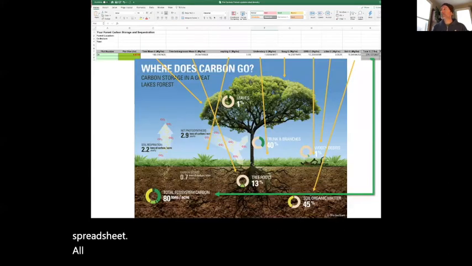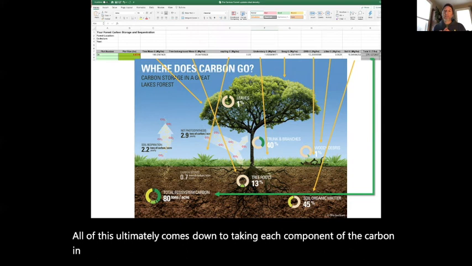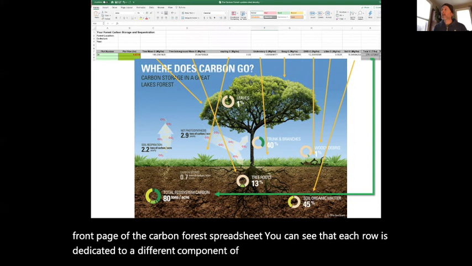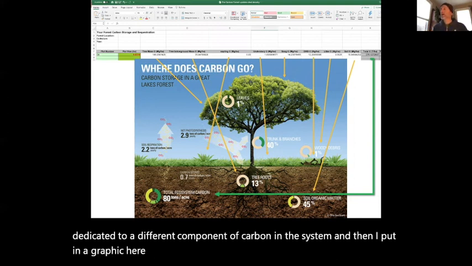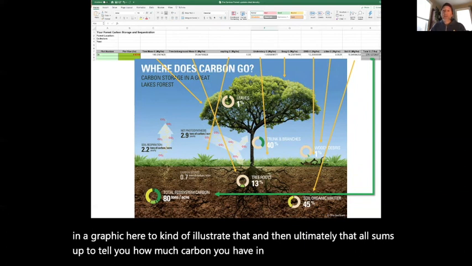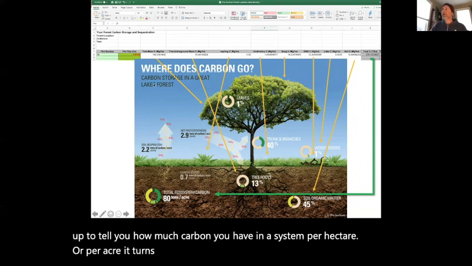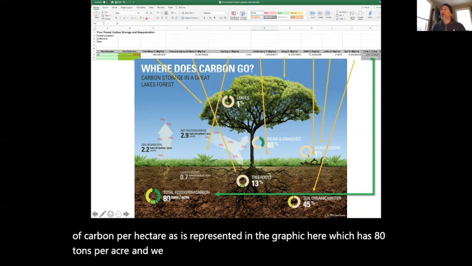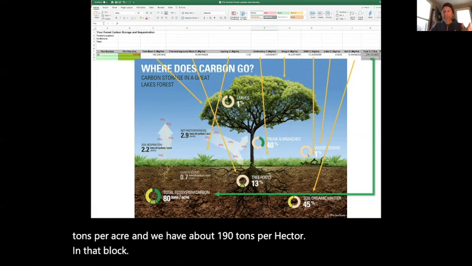All of this ultimately comes down to taking each component of the carbon in a forest ecosystem and then summing it up. So this is the front page of the carbon forest spreadsheet. You can see that each row is dedicated to a different component of carbon in the system. And then I put in a graphic here to illustrate that. And then ultimately that all sums up to tell you how much carbon you have in a system per hectare or per acre. It turns out for this D8 plot, I actually have a very similar amount of carbon per hectare as is represented in the graphic here, which has 80 tons per acre, and we have about 190 tons per hectare in that plot. Or we did at one time.